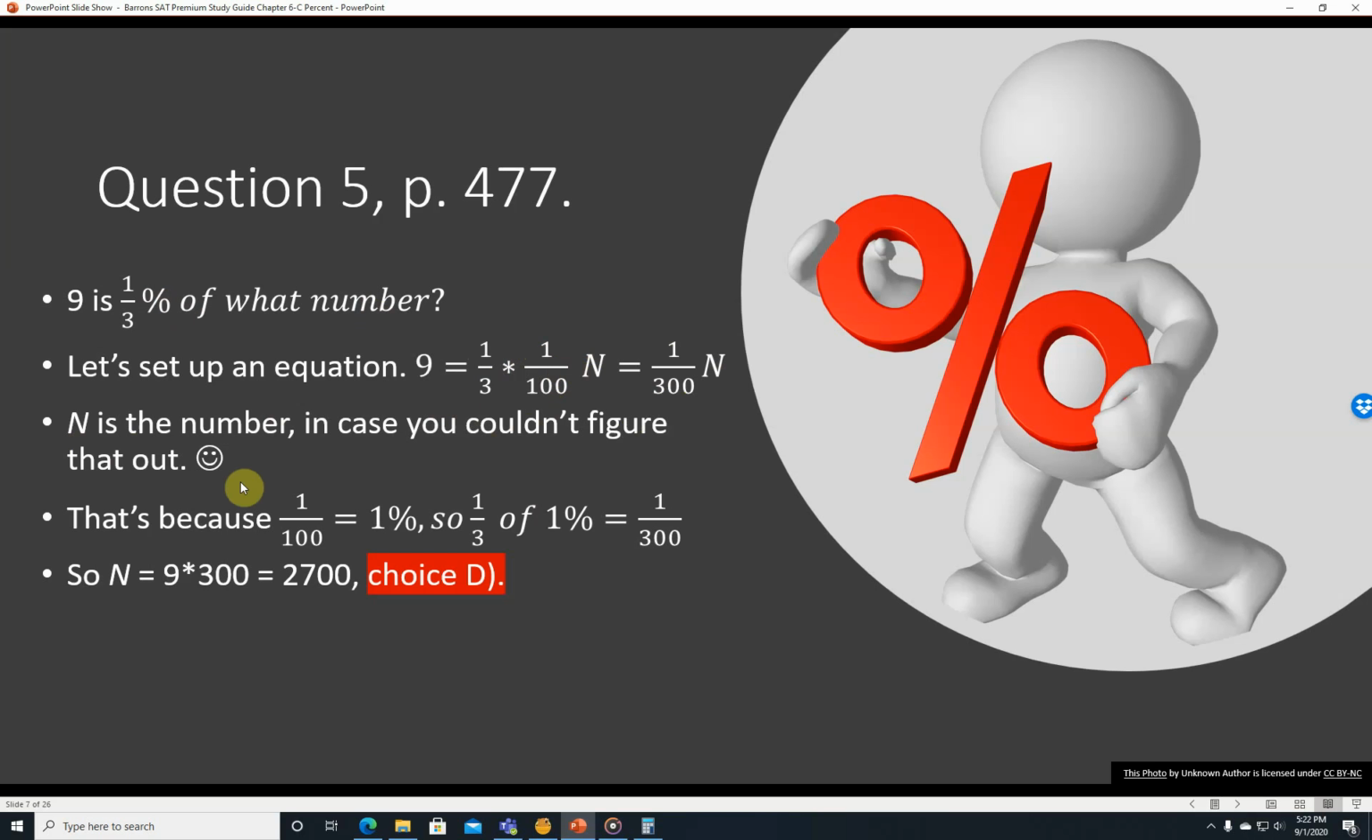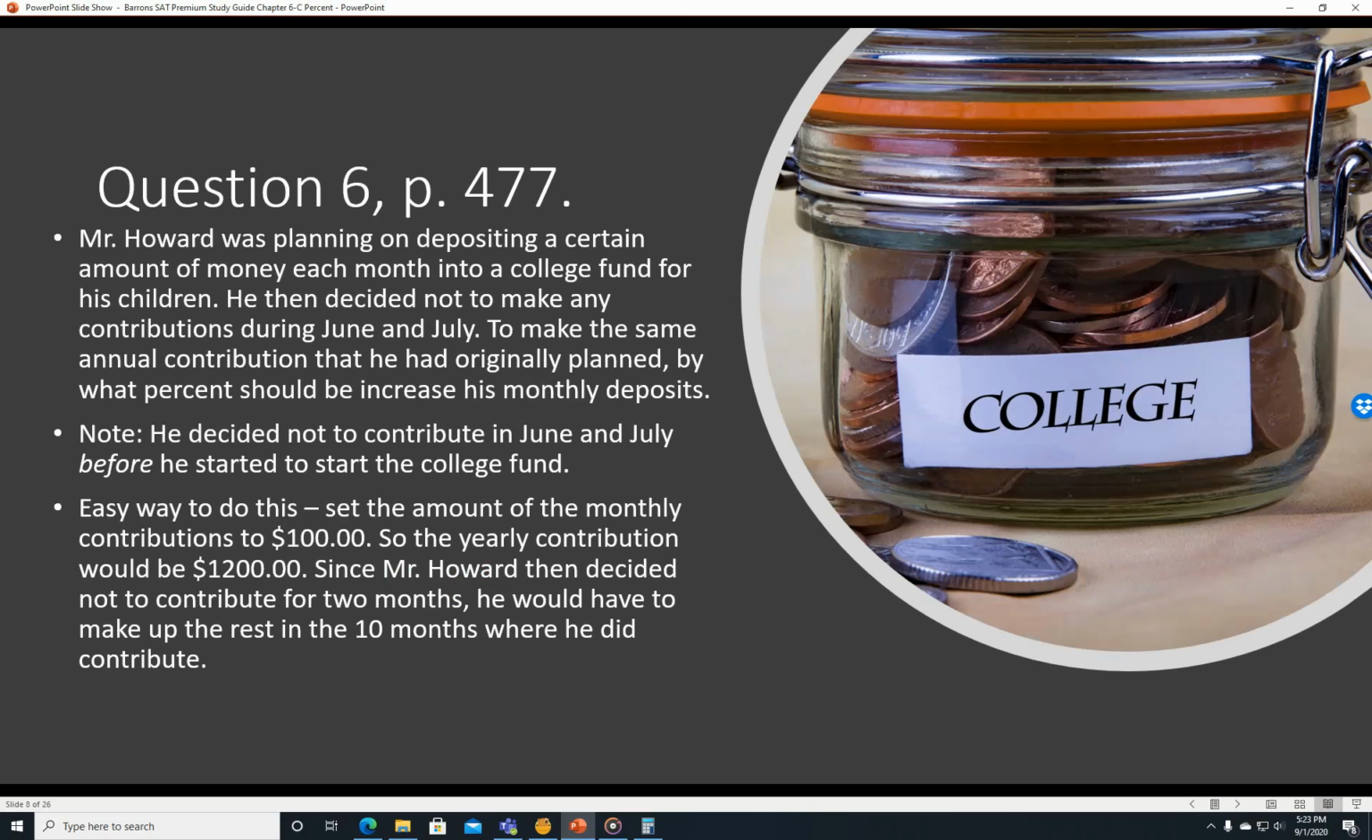And n is the number, in case you didn't get that from what I just said. So 9 is equal to 1/300 times n. So we multiply both sides by 300. Then we get n is equal to 9 times 300, which is 2700, which is choice D. And in case you didn't get that, 1/100 is 1%, so 1/3 of 1% is 1/300. All right, pretty sure you understand that. If you don't, watch it again. If you still don't understand it, feel free to contact me.